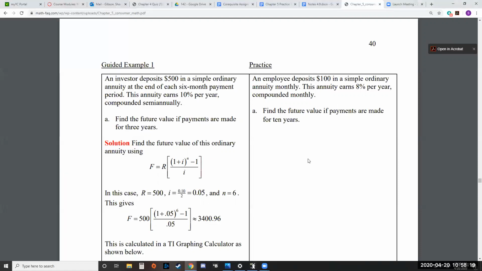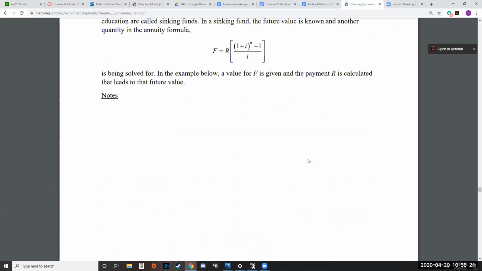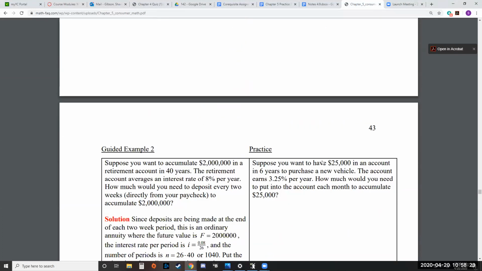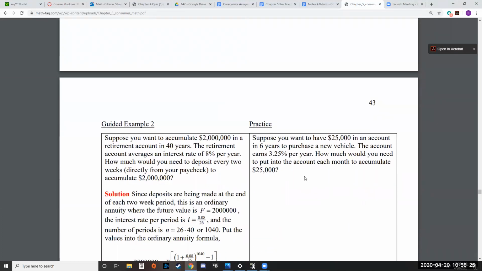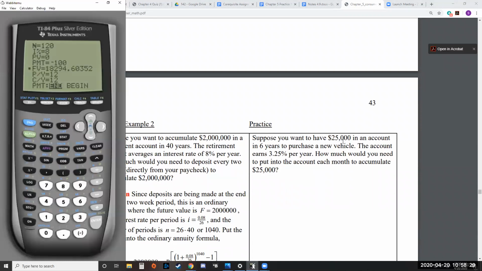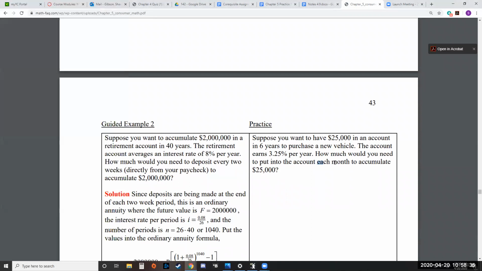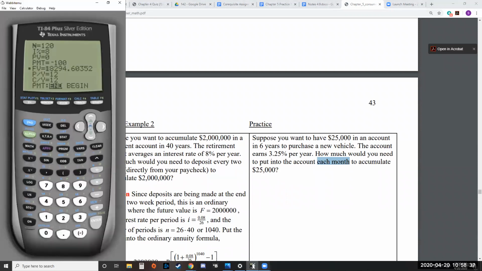All right, let's jump to page 43. Another annuity problem. This time we're looking for the monthly payments, right? So this problem says you want to have 25,000 in the future in 6 years. The interest rate is 3.25%. How much would you need to put into the account each month, right? So we're looking for a monthly payment. Annuities are often monthly. They don't have to be, but typically we're going to do annuities as monthly.